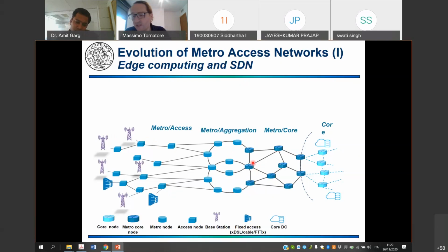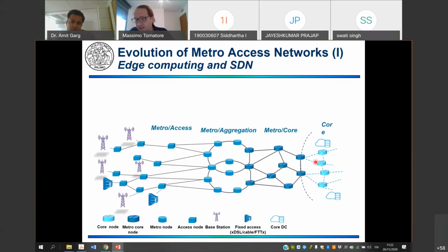So this network has been traditionally just a collector of traffic. It was not an intelligent, reconfigurable, data center-enabled network. It was just a collector of traffic, and the traffic was going to the data centers located in the core of the network.